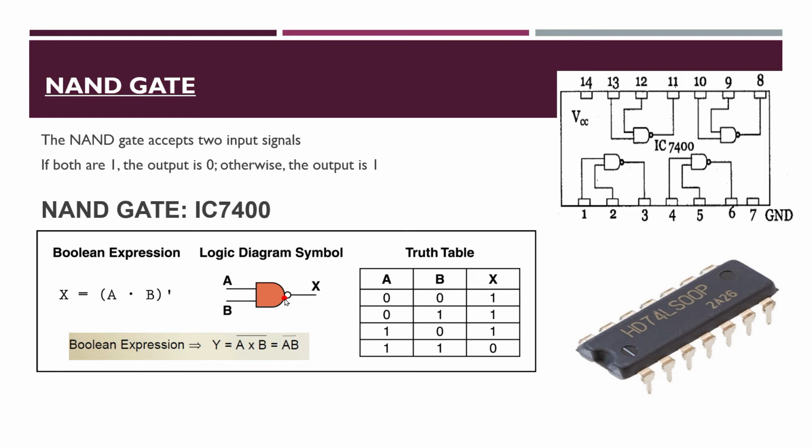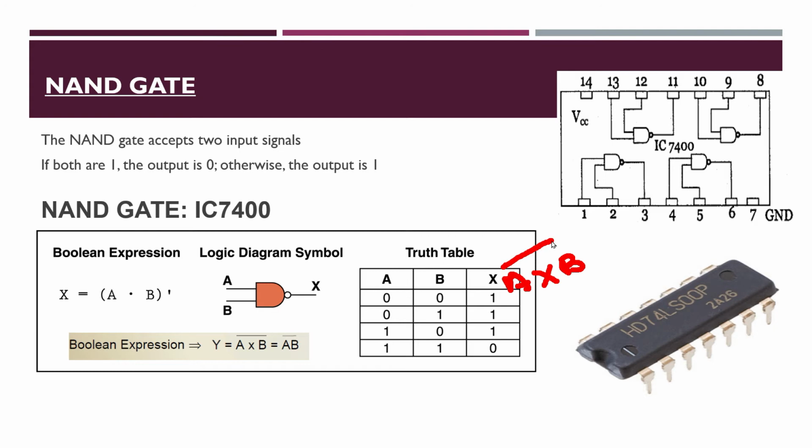And the Boolean expression for this: we know that in case of the AND gate it is A dot B. In case of the NAND gate it's just going to be the inversion of the AND gate. So A dot B the whole complement, or A into B the whole bar, or AB the whole bar. So for the truth table, X is equal to AB the whole bar. You have to multiply A into B and take the inversion of AB.